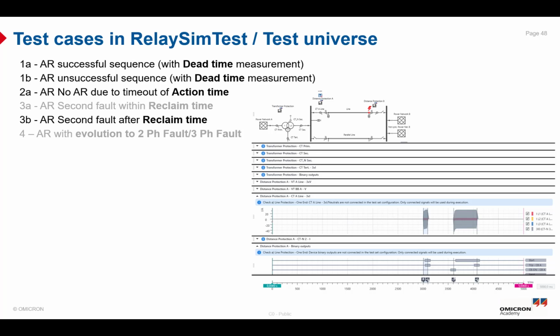You can test different kinds of AR times, such as the dead time, the reclaim time, and the action time, and you can define and simulate different test sequences for the AR function, as we explained here in the 6 test cases, by using the Test Universe modules.